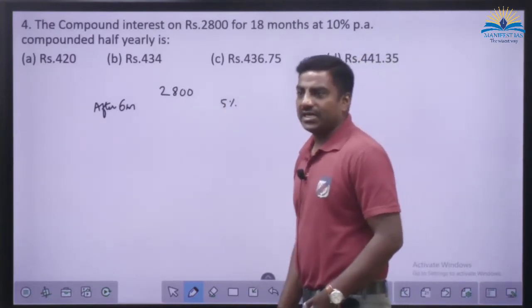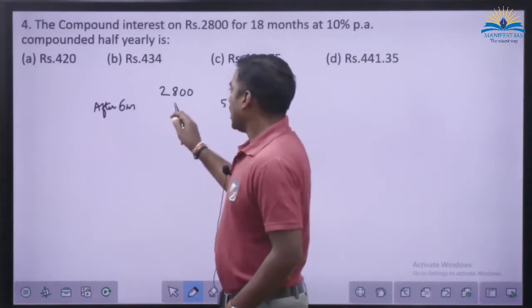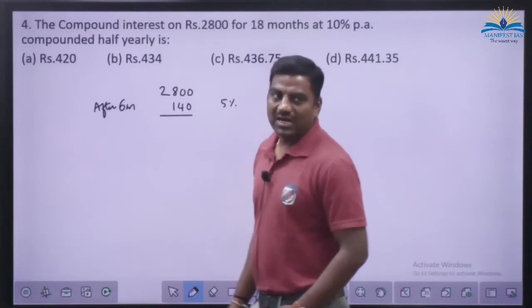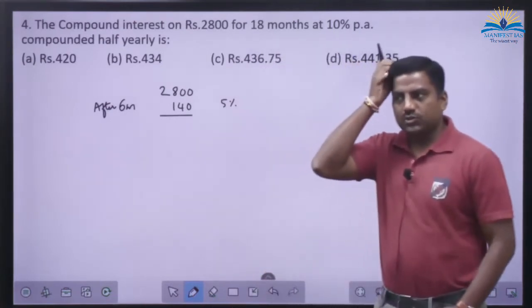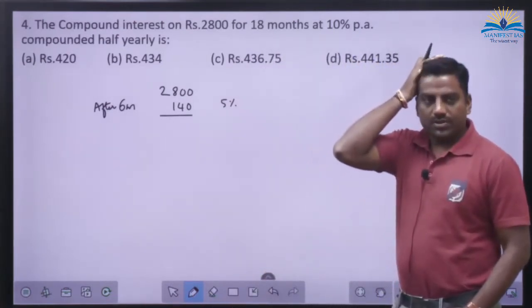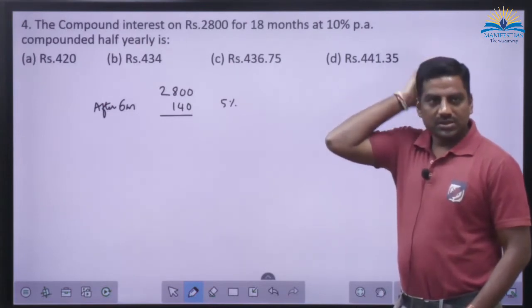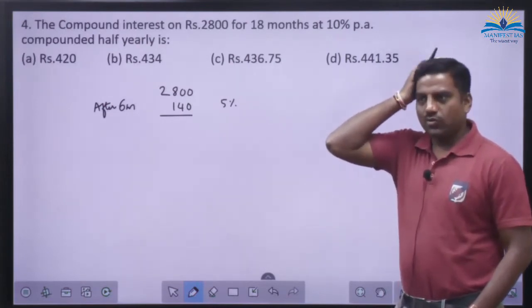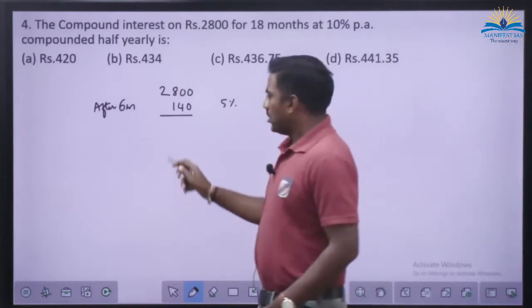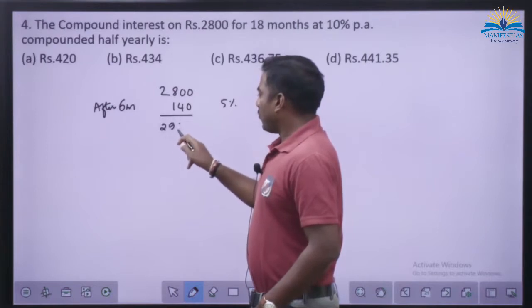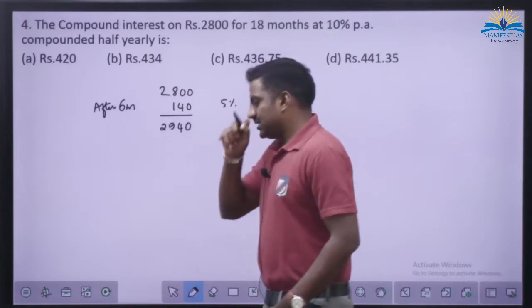5% of 2,800. How much? Half of it. Take 10% and make half. 10% is 280. Make half. So how do you make 10%? Remove one 0. Then half of it. Divide by 2. So your liability will be 2,940 after 6 months.